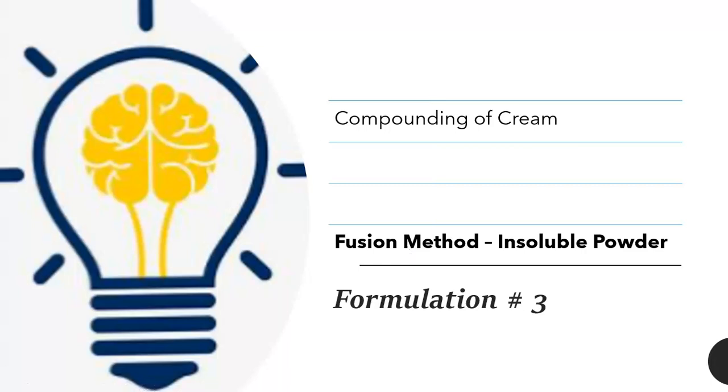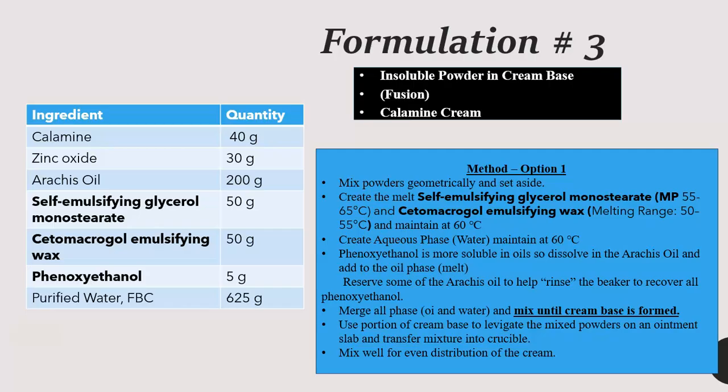Now, let's look at a formulation with insoluble powder. This recipe, I think, was taken from one of the older Martindale, for example, the 29th edition. The older Martindale pharmacopoeias have a lot of recipes. The newer Martindales are more clinically driven, and so we lose the essence of this formulation. So let's look. Calamine and zinc oxide are insoluble powders. Arachis oil, self-emulsifying glycerol monostearate, cetamacrogol emulsifying wax, and phenoxyethanol and water are all a part of this recipe.